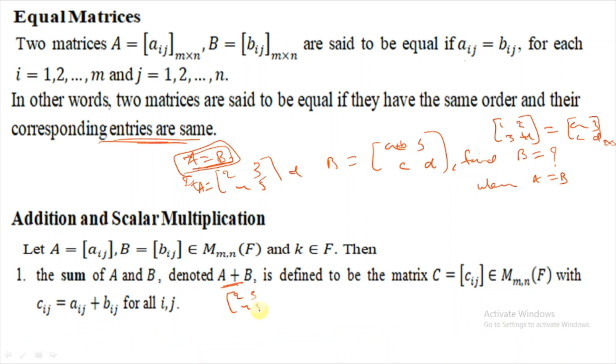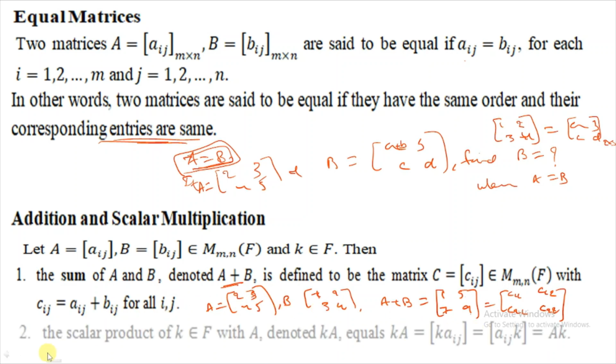suppose A is 2, 3, 4, 5. Suppose B equal to minus 1, 2, 3, 4. Then A plus B equals adding these two matrices: 2 minus 1 is 1, 3 plus 2 is 5, 4 plus 3 is 7, 5 plus 4 is 9. Here these are C11, C12, C21, C22. You know C11 equals A11 plus B11, C22 equals A22 plus B22. Like this.